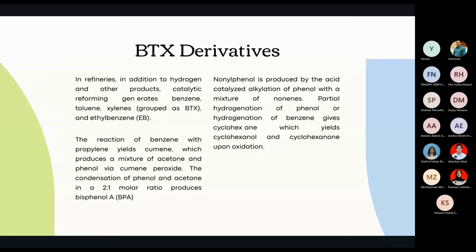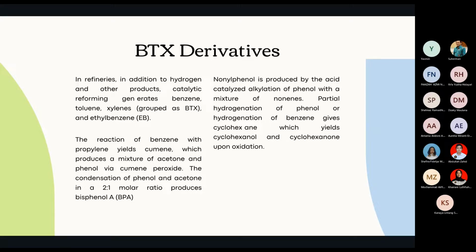Next, we have the BTX derivatives. In refineries, in addition to hydrogen and other products, catalytic reforming generates benzene, toluene, xylenes, and ethylbenzene. The reaction of benzene with propylene yields cumene, which produces a mixture of acetone and phenol via cumene peroxide. The condensation of phenol and acetone in a 2:1 mole ratio produces bisphenol A.